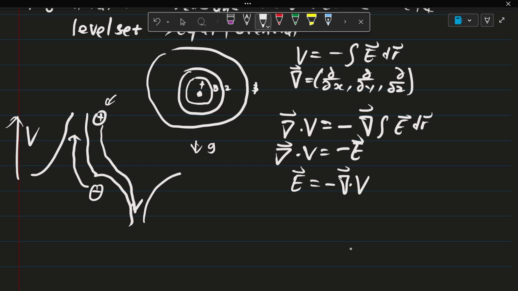So you could actually figure this out by using the definition of the E vector and try to find its relation with the voltage itself. The way to use this nabla is that you just need to put in the V inside. So it's negative partial V over partial x, that's the x component, and do the same thing for every single component. And this is pretty much the definition of the gradient itself.